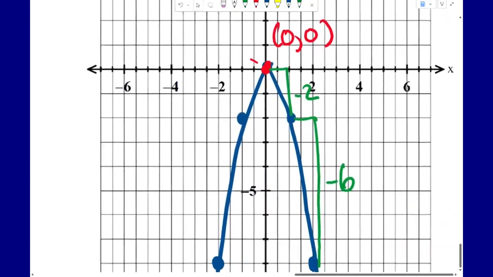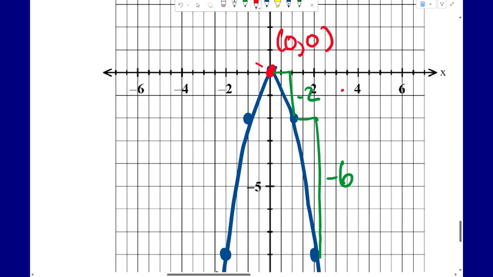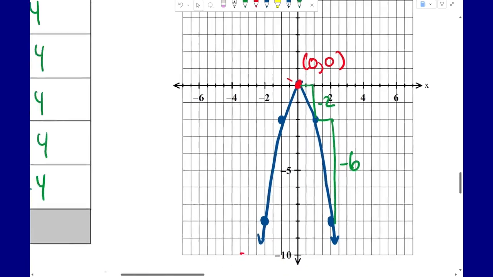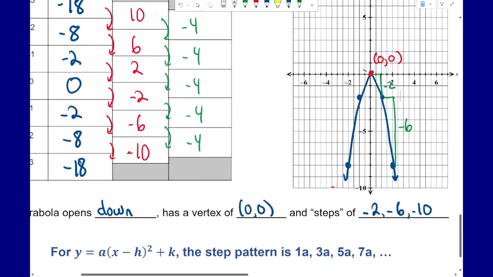So that means we start at the vertex, go left or right. In this case, now we have to go down to our next point. So we go left or right 1, and then we go down 2. So the first step is -2. From that point, we go right 1 again, and we go down until we hit our graph, which is down 6. So our second step is -6. I put -10 in there just, again, because I know what the pattern is. And that's kind of what we're going to look at now.